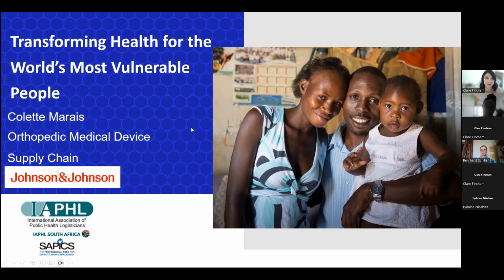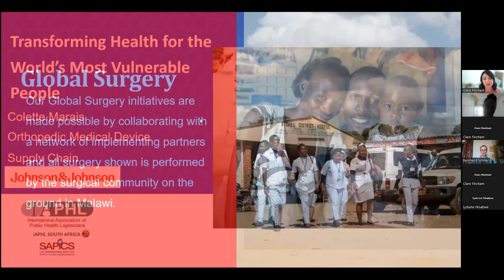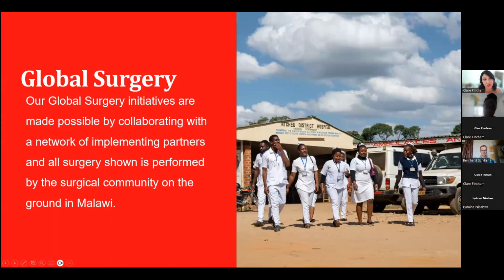So to start with, our team, our global surgery team in Johnson & Johnson. Our initiatives are made possible by collaborating with a network of implementing partners. And all the surgery shown is performed by the surgical community in Malawi.